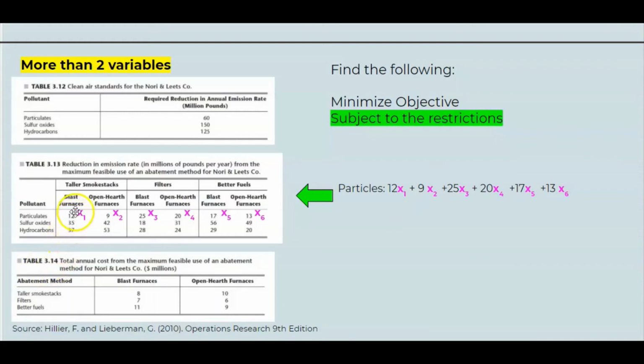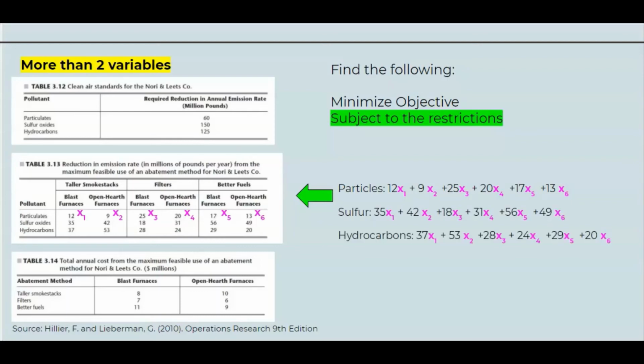Each of these numbers right here are the coefficients: the 12 coefficient for the x1, the 9 for the coefficient of x2, 25 for x3, 20 for x4, 17 for x5, and then 13 for x6. So doing the same thing, we're going to come up with two other equations, the sulfur equation, and then also the hydrocarbons.